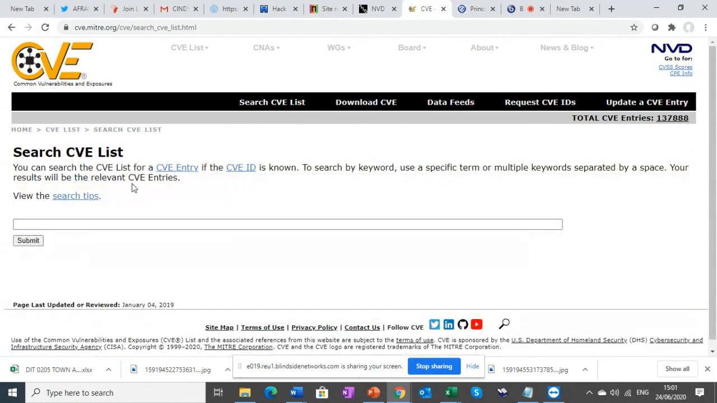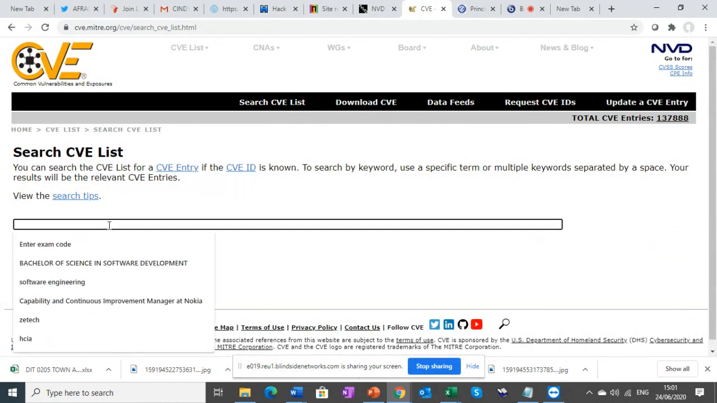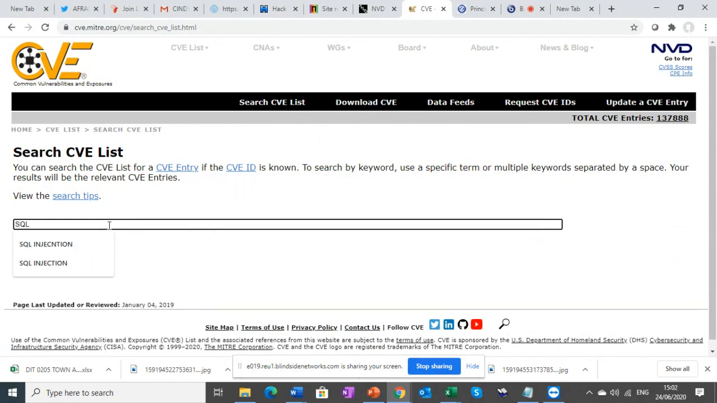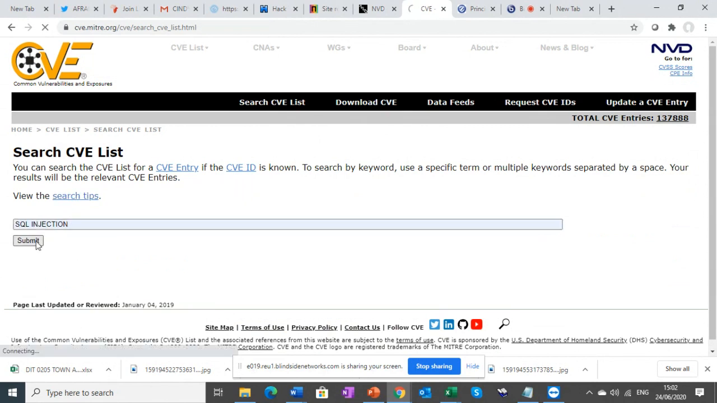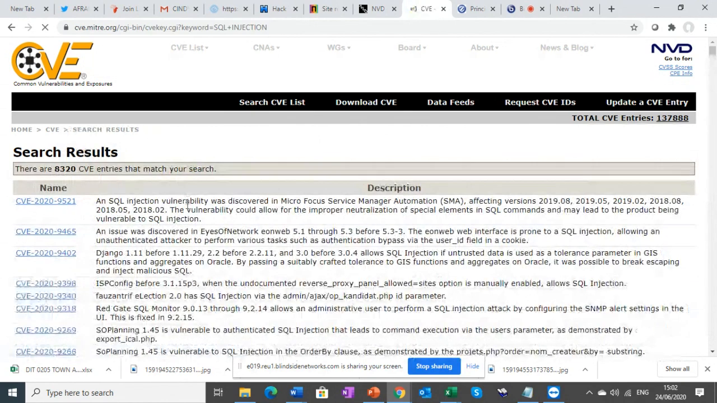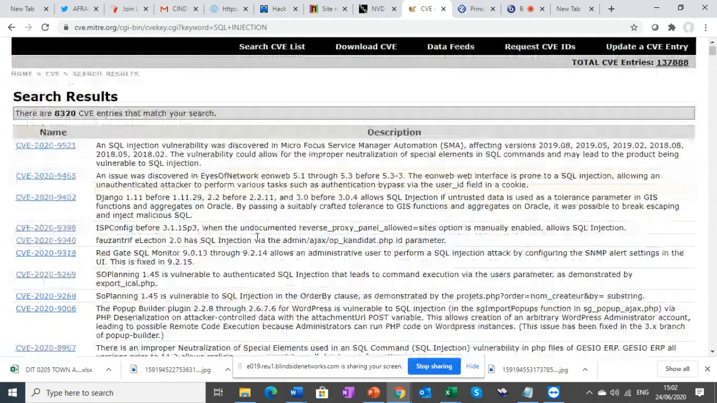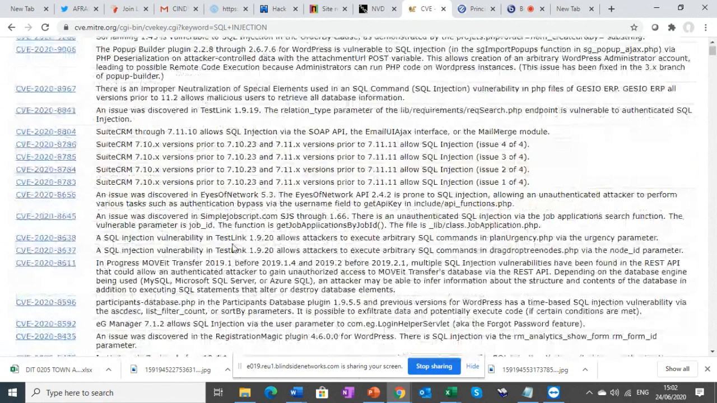various vulnerabilities. Like maybe I can check for anything to do with what we call an SQL injection. I had already searched for one. From there you can see the various attacks that happened. These are the various attacks that happened, so you can read about them. Like, an SQL injection vulnerability was discovered in Micro Focus Service Management Automation. So you can read about these cases, which have been shared with members of the public, and you can see there are very many.